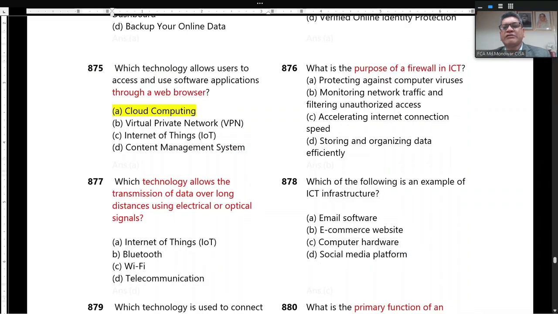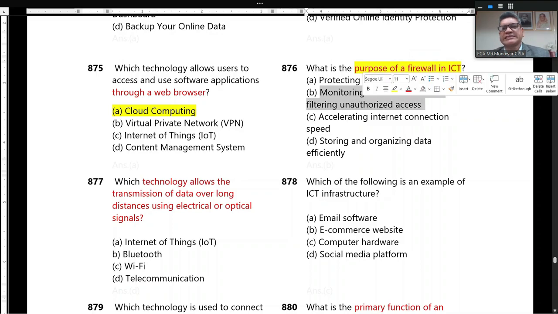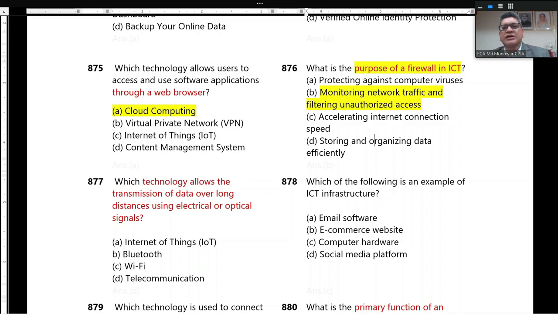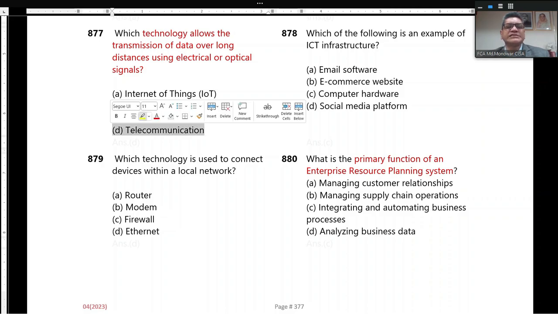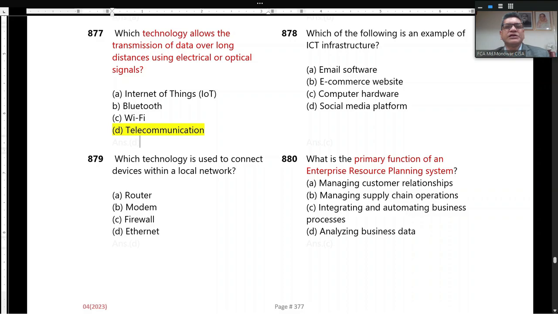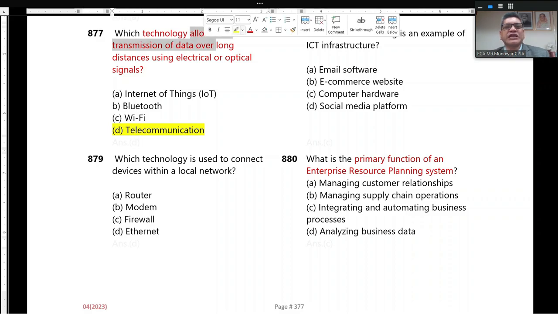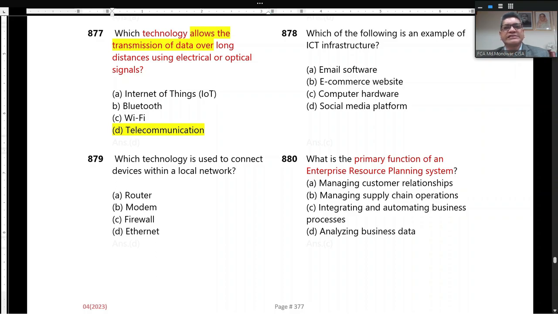What is the purpose of a firewall in ICT? Monitoring network traffic and filtering unauthorized access. So the purpose of a firewall in ICT is monitoring network traffic and filtering unauthorized access. Which technology allows the transmission of data over long distances using electronic or optical signals? Here, telecommunication technology allows data to be transmitted over long distances using electronic or optical signals.